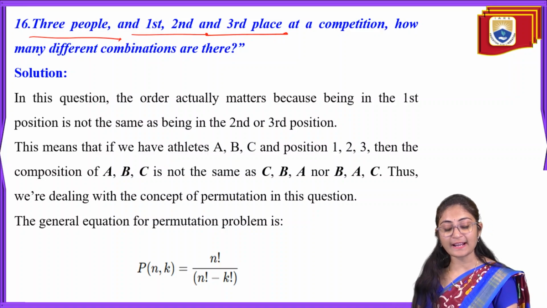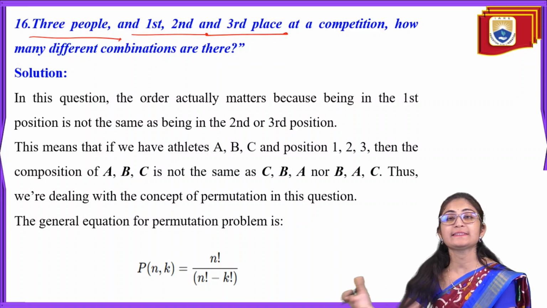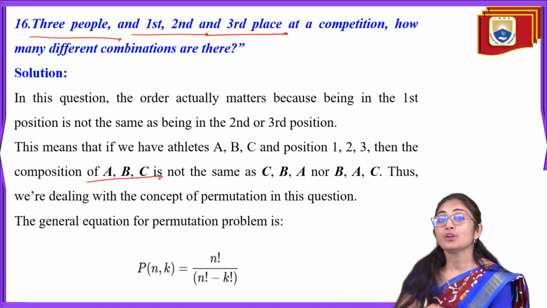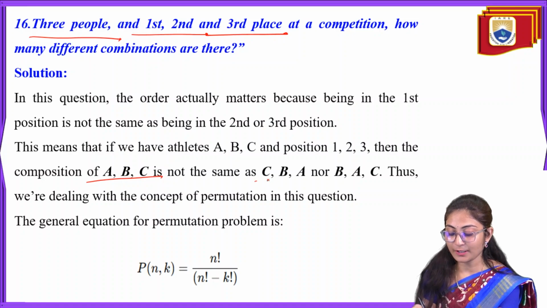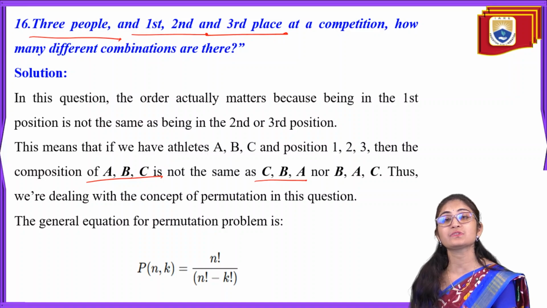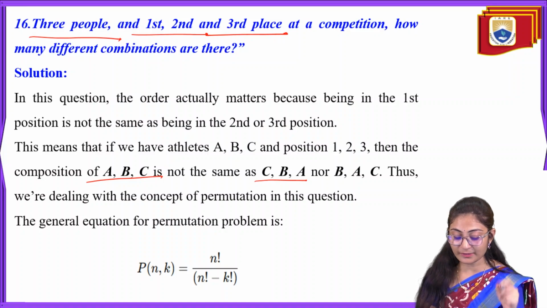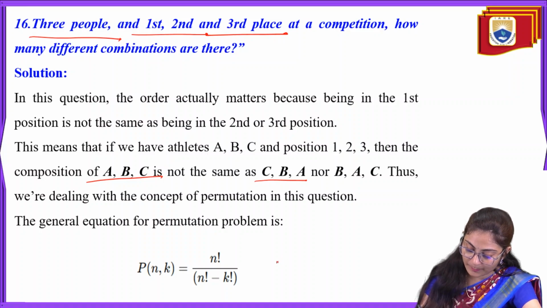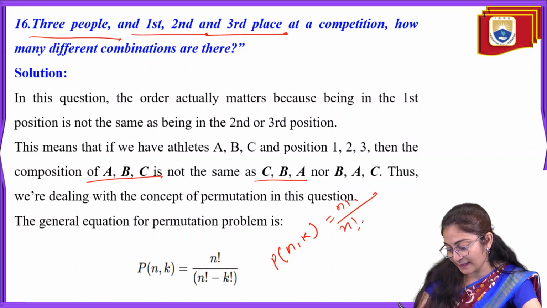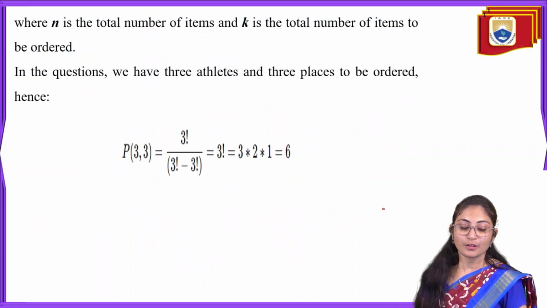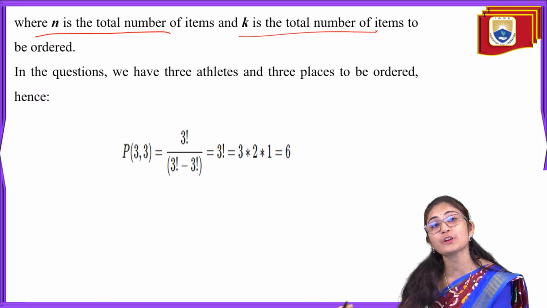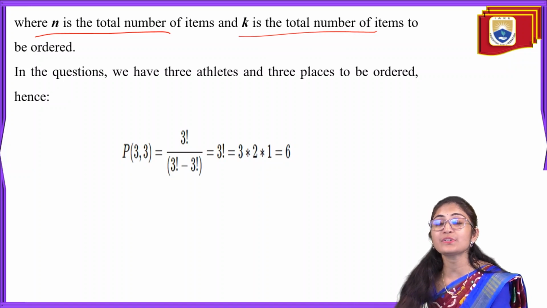That means if we have athletes A, B, C and their positions are 1, 2, 3, then the arrangement ABC is not the same as CBA or BAC. Thus we can use the concept of permutation. The permutation formula is P of n comma k is equal to n factorial divided by n minus k factorial. Here n is your total number of items and k is your total number of items to be ordered. So according to the question, we have 3 athletes.